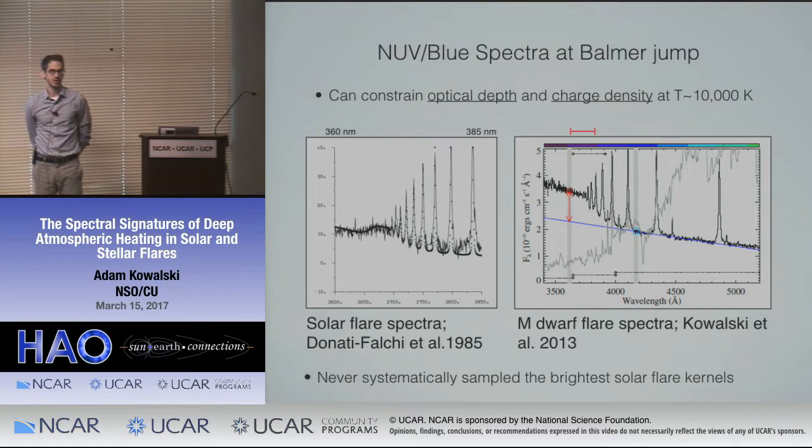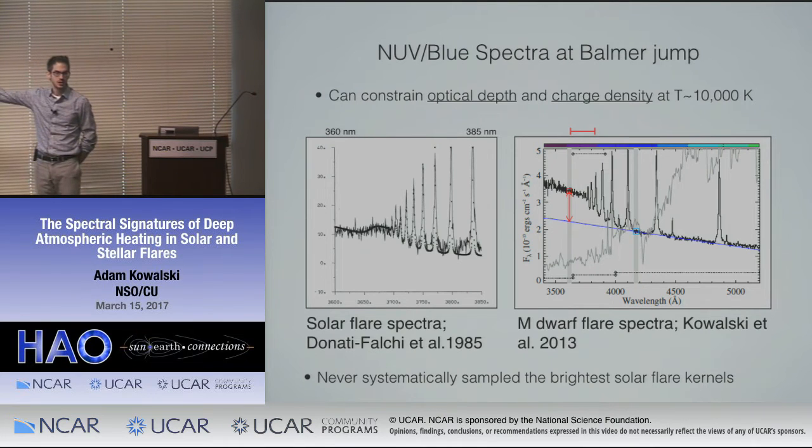So as the optical depth increases at 10,000 degrees, what we call Balmer jump ratio decreases. So the amount of Balmer continuum indicated by the red divided by the continuum modeled by the blue curve, that ratio gets much smaller. Do you have any quiet sun spectra or anything for comparison there on the left?